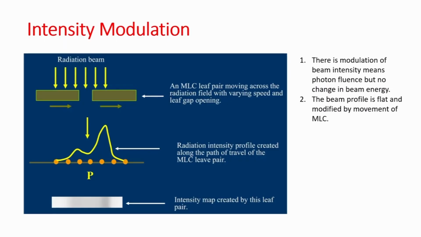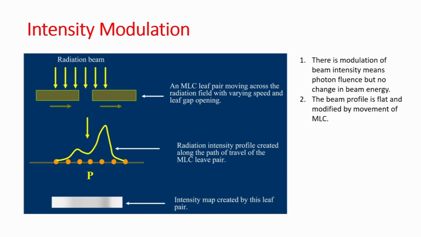So the term dynamic means there is a continuous movement or continuous motion of the multi-leaf collimator while the beam is on. In short, this is the meaning. In the figures, we will understand these techniques in detail. First, we understand what intensity modulation is and how it is achieved.